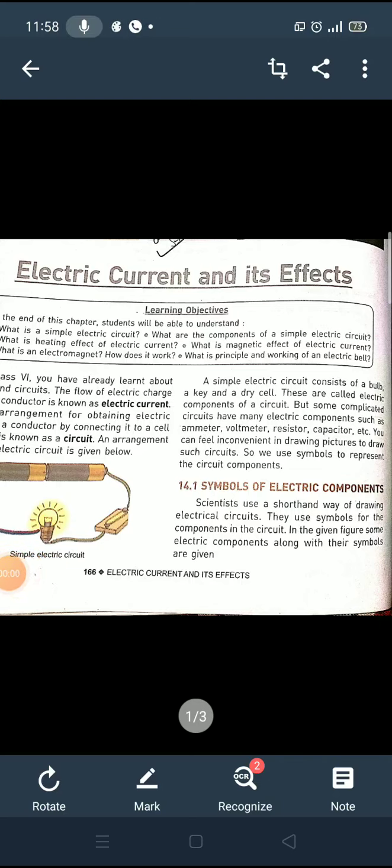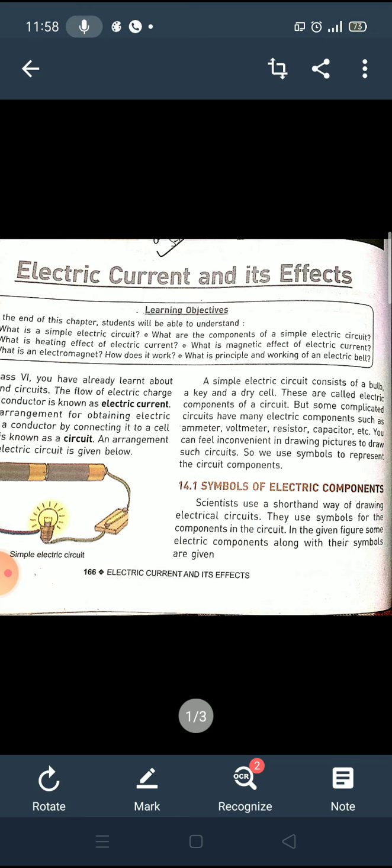Students, today we are starting a new chapter, lesson number 14, electric current and its effects. In this chapter you will learn about what is a simple electric circuit, what are the components of a simple electric circuit, what is heating effect, what is magnetic effect of electric current, etc. So let us start now.